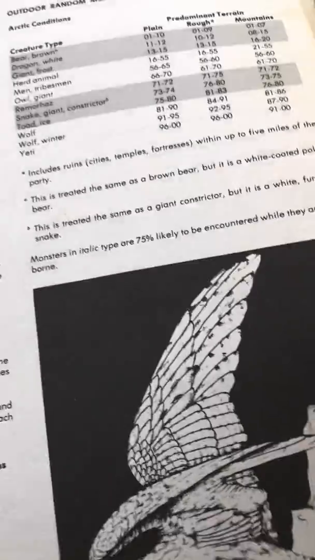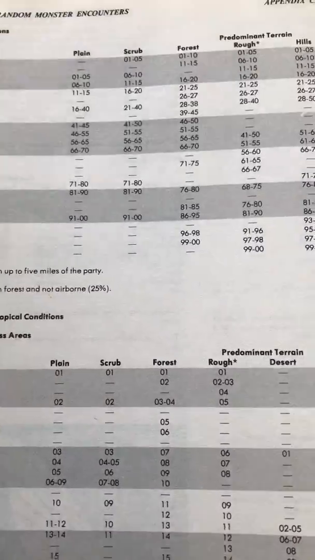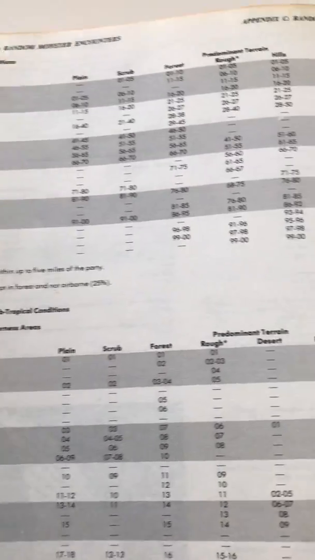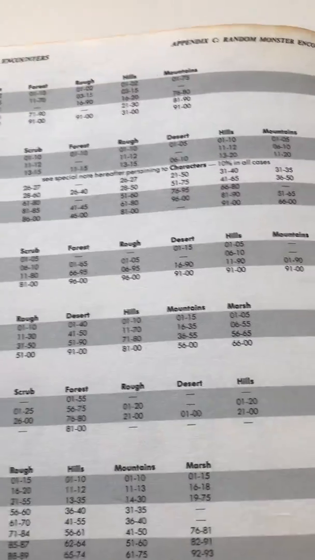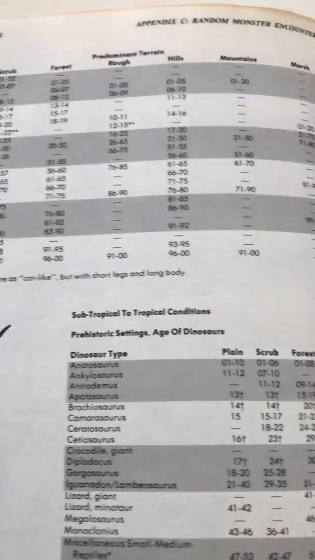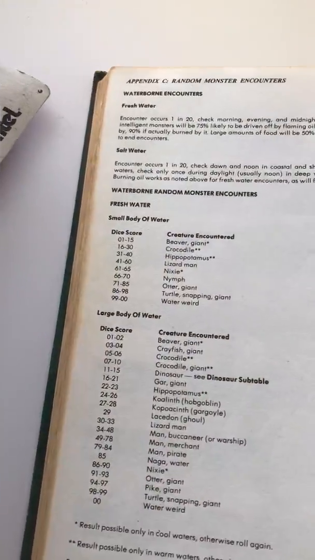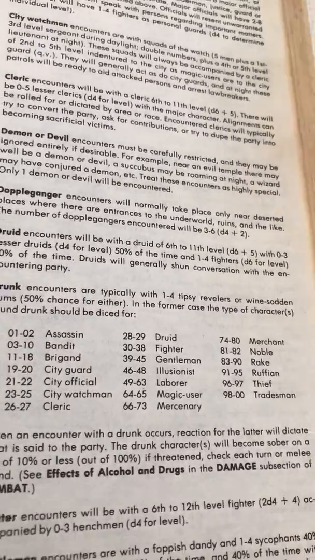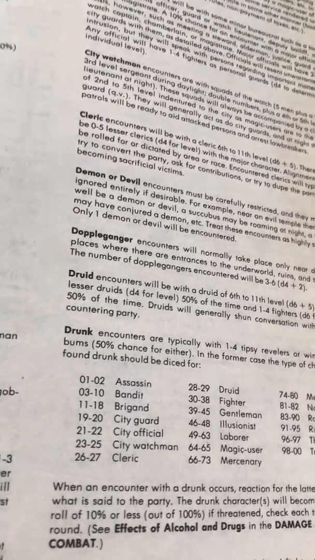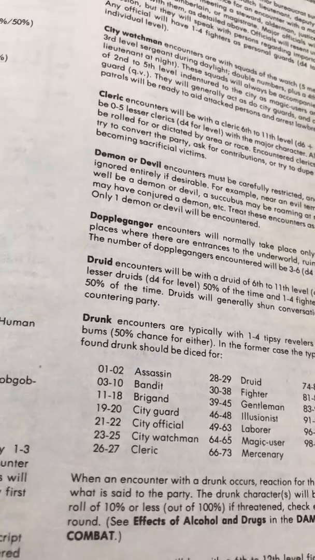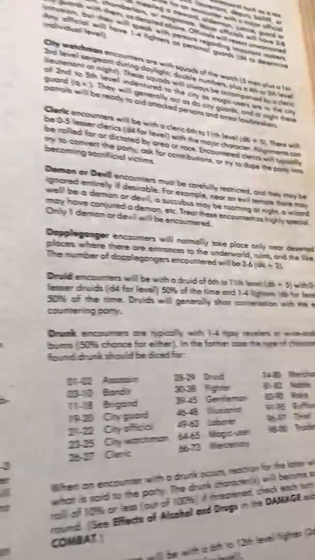Okay, there's a thing on castles and who lives in the castle. Here's some encounter tables for different terrains: subarctic, temperate, lycanthropes, subtropical, Pleistocene, dinosaurs, freshwater, deep water, city-town ones, including different kinds of drunks. You run into a drunk, you might be an assassin, or a brigand, or a bandit, or a cleric, or a gentleman, an illusionist, a ruffian, a thief. You just never know who the drunk could be.